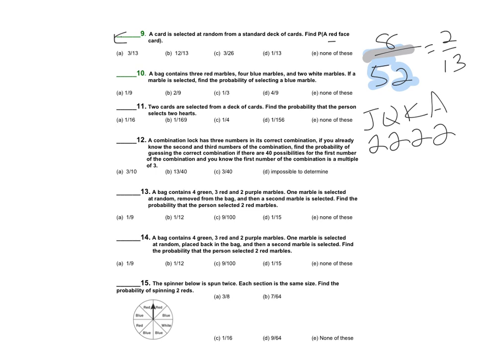Problem 10. A bag contains 3 red, 4 blue, and 2 white marbles. So 4, 3, and 2 for a total of 9. It says 1 marble is selected. What's the probability of selecting a blue? Well, there's 4 blue marbles. So 4 out of 9, or letter D.